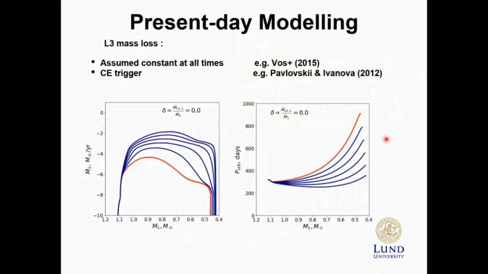Now, here is a summary of how this L3 mass loss is modeled in present-day evolutionary calculations. Specifically, currently, there are two approaches to modeling this L3 mass loss. One of them is to assume that L3 mass loss is constant at all times. In other words, that the red giant is losing mass through the back of it from time equal to 0 at any separation. So basically, just assuming that it's constant, so that some fraction of mass is lost from the back of the red giant.